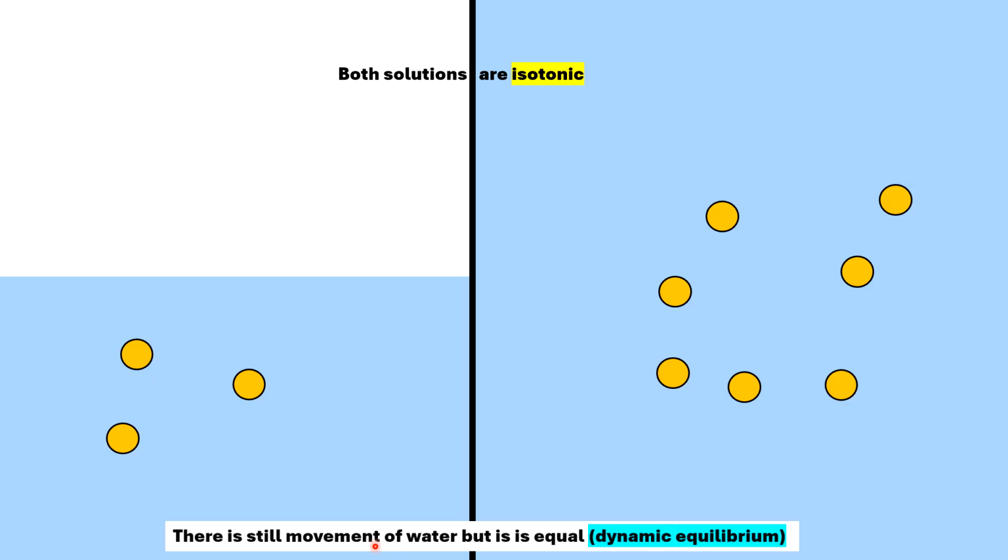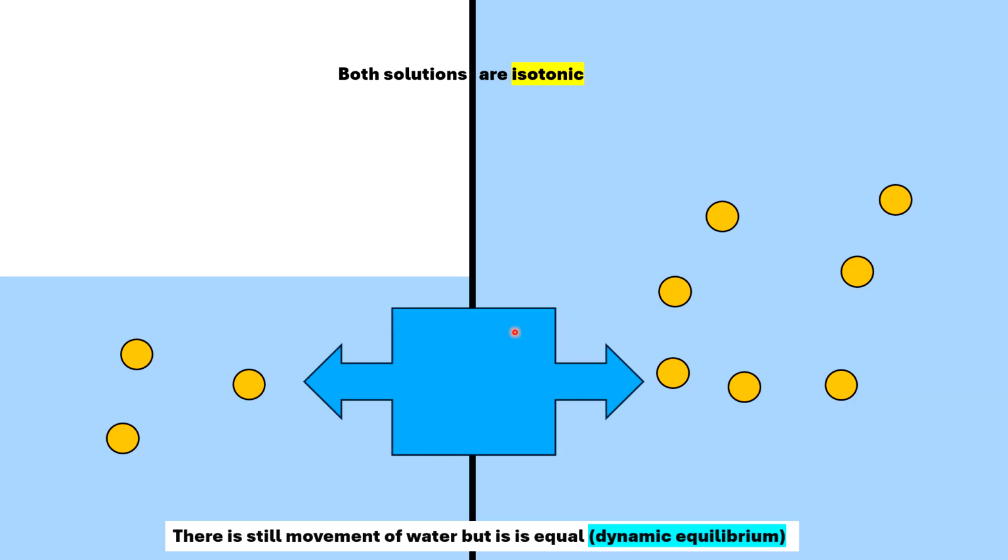Oh, forgot to mention. While they are now equal, there's still going to be movement of water, right? There's going to be movement of water back and forth. Maybe it goes from here to here. But at the end of the day, they're going to be in dynamic equilibrium. So they're always going to be moving, but it's always going to be equal. So the dynamic is for it's moving, and the equilibrium is for it's even. Okay, so isotonic doesn't mean it stops moving. Isotonic just means that it keeps moving, but it's in equilibrium.